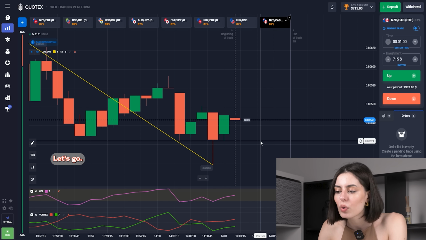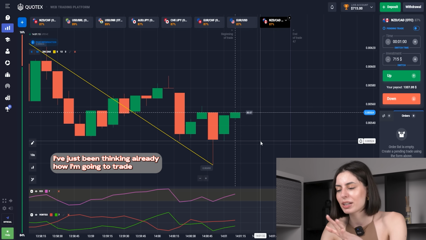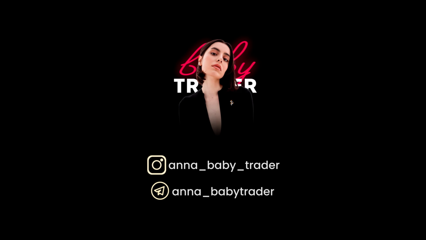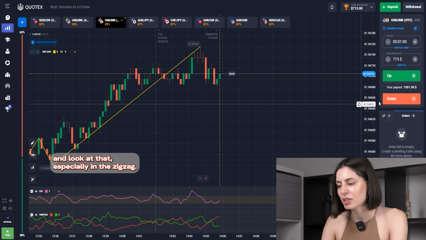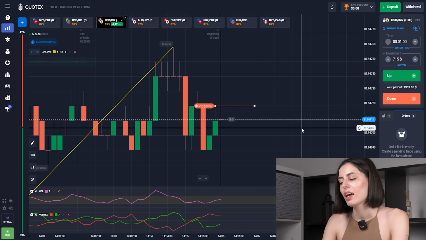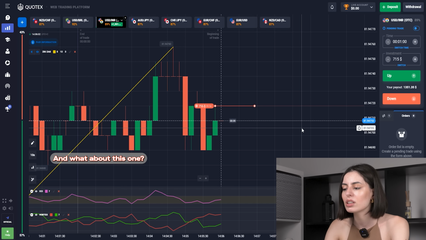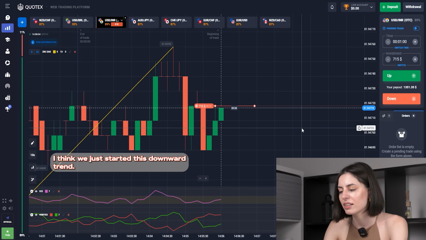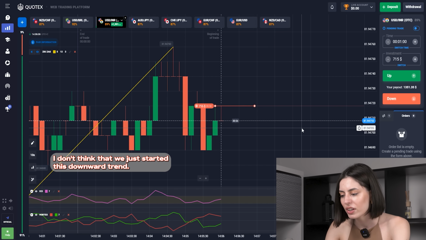This is our starting setups. Let's go. I've just been thinking already how I'm gonna trade. And look at that, especially on the zigzag. Nothing is going on with it. And what about this one? I think we just started this downward trend. I do think that we just started this downward trend.